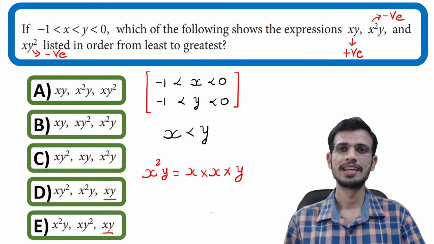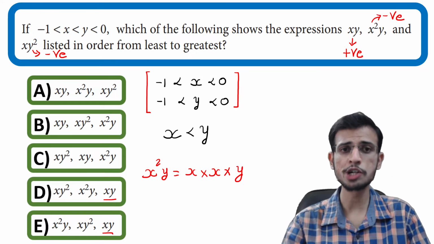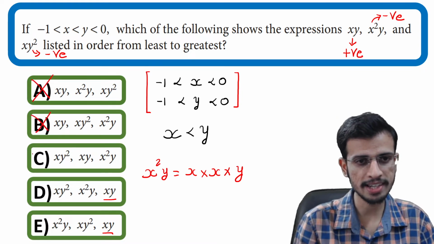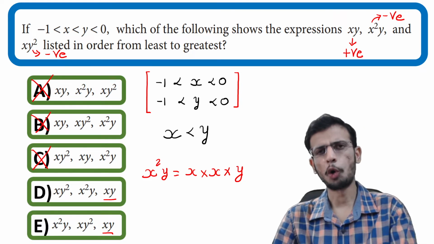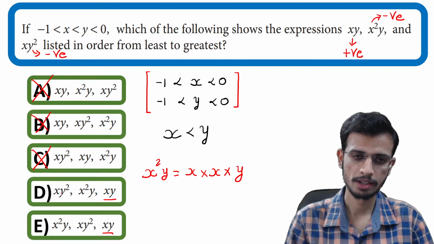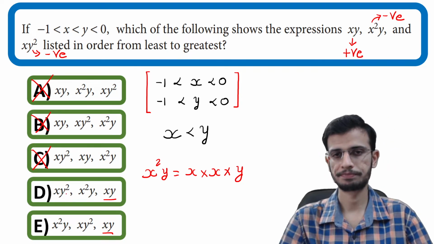Right? xy is greatest because x into y square and y into x square both are negative. So options A, B and C can't be correct. We are left with only 2 options, that is B and D. We have to choose the sequence of this. We have to compare xy square and x square y.